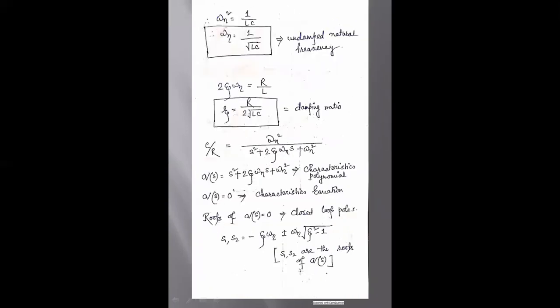It is clear after comparing that omega n square equals 1 by LC. So omega n equals 1 by root over LC, where omega n stands for the undamped natural frequency of the system. And if I compare 2 zeta omega n equal to R by L, so zeta becomes R by 2 root over (L by C). This zeta is called the damping ratio.